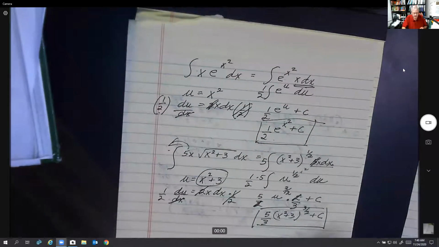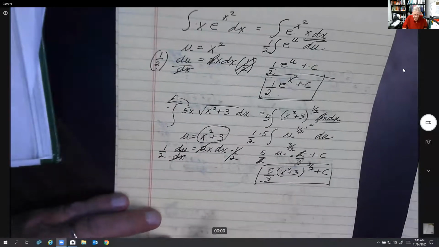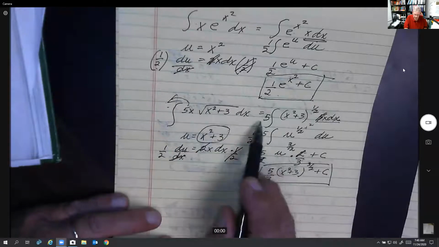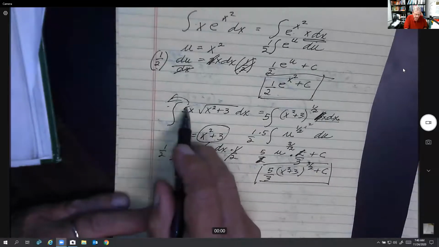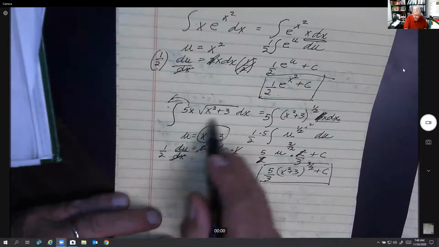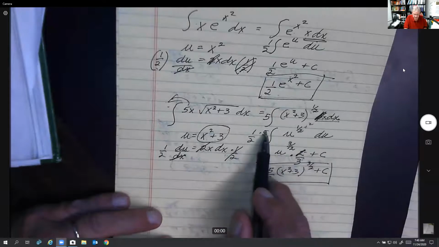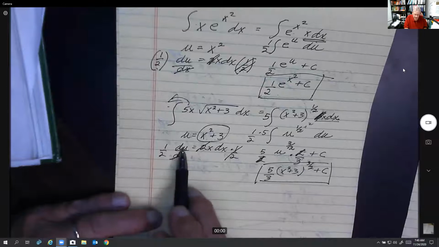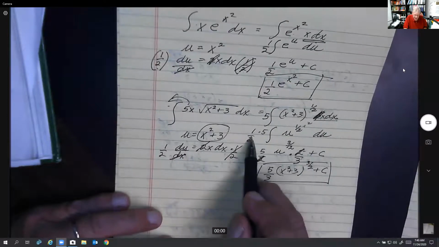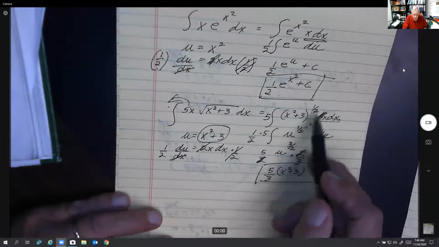Holy moly. Yeah, pretty hard little monster, huh? So here we had to take out the 5. I should have done that right away. And whenever you have a number, take it out, just like with an x, if it's not in a parentheses. If it's in a parentheses, then you can't do that. But take out that 5. We had to modify our derivative to 1/2 du. So I put the du here and the half here. 1/2 du, u to the half power.